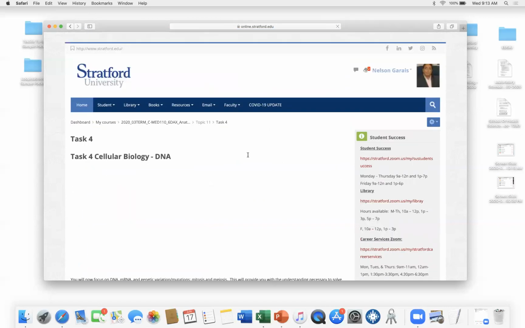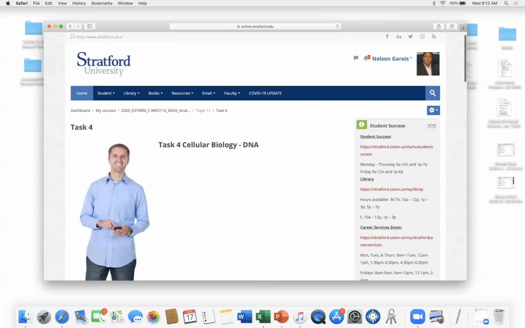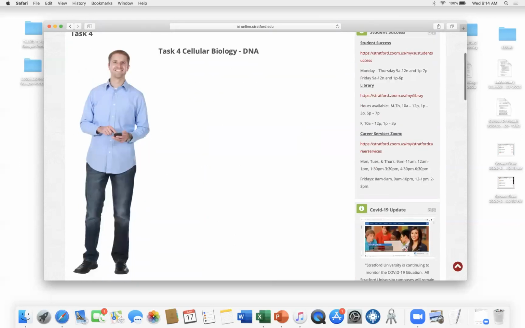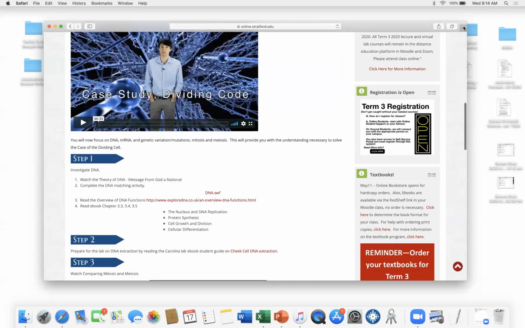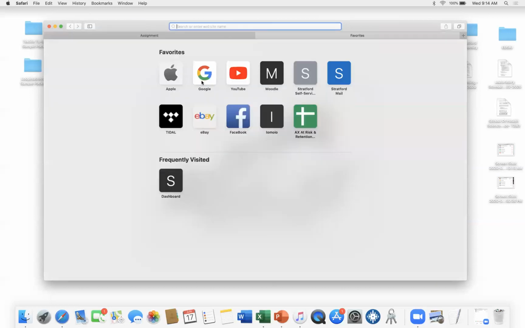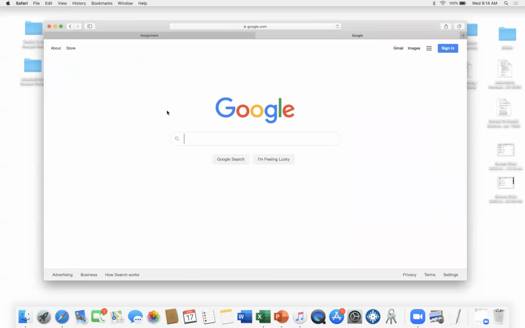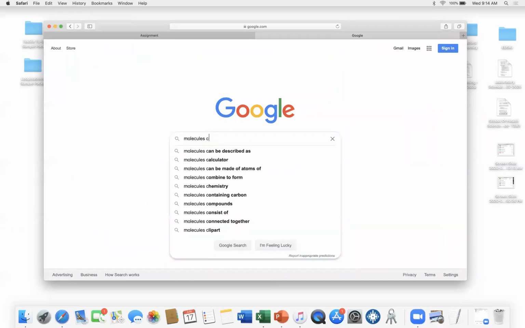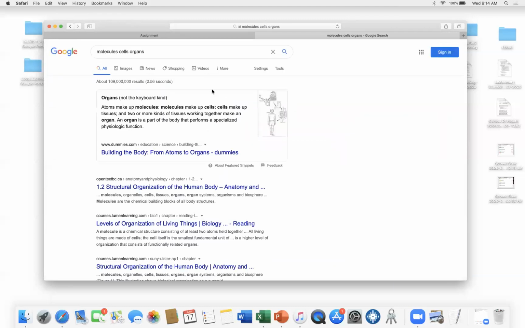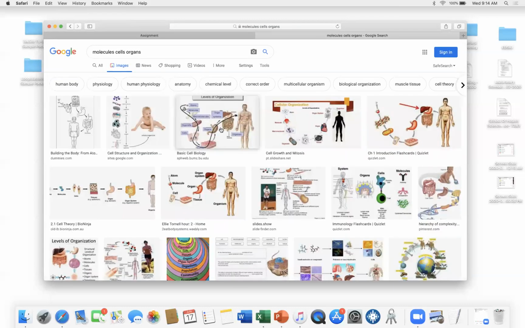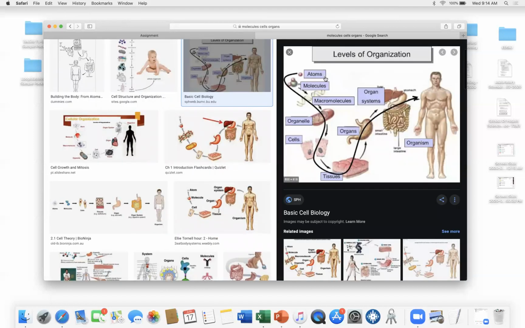Now, go to Task 4. What are we doing this week? Well, this week, if you recall that diagram that we had before, we already talked about atoms, molecules, macromolecules. Last week was organelles, cells, and tissues. So we are now going to talk about this thing here in the cell, which is called the nucleus.